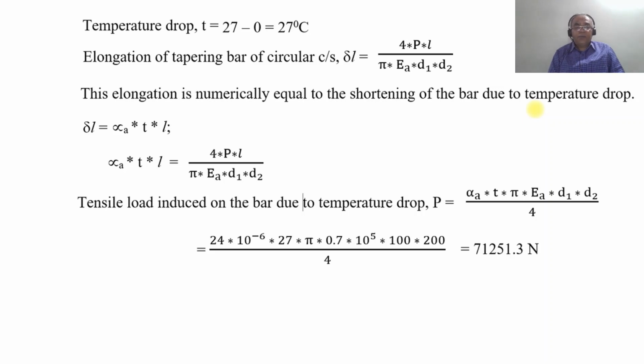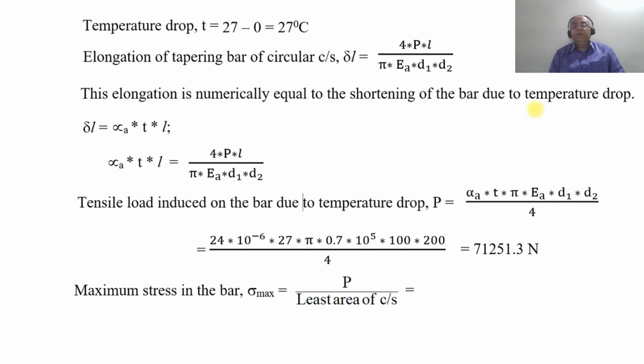On simplification, you will get 71,251.3 newtons. But what is the maximum stress in the bar? Sigma max will be equal to P by the least area of cross section. The load is 71,251.3 divided by pi by 4 into 100 square. Why is it 100 square? Because it is the least area of cross section, where you are going to get the maximum value. So that will be equal to 90.72 Newton per mm square.